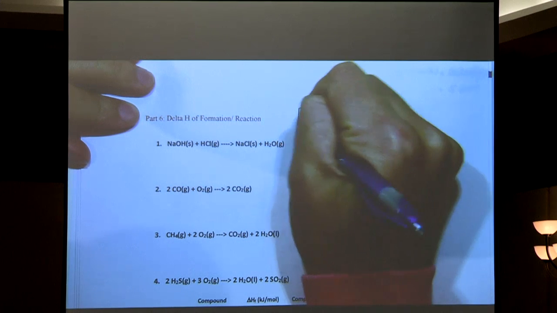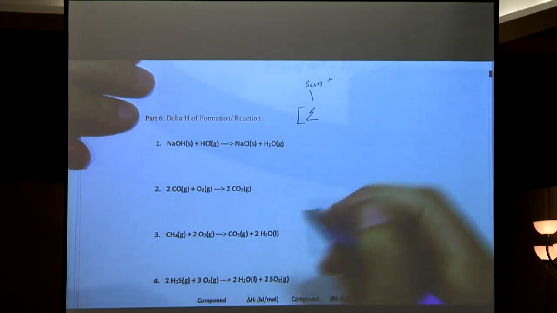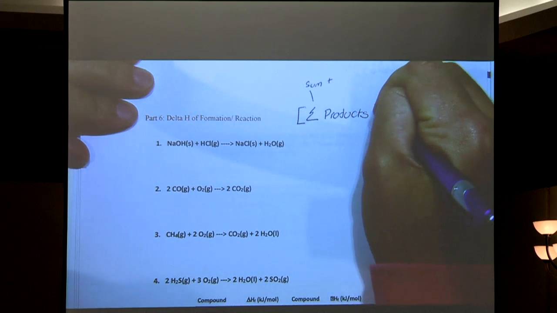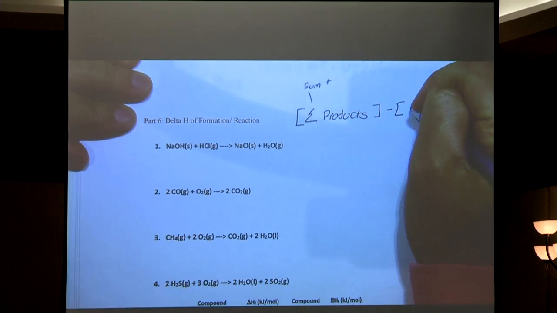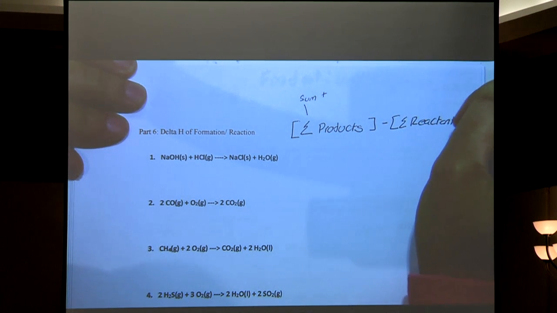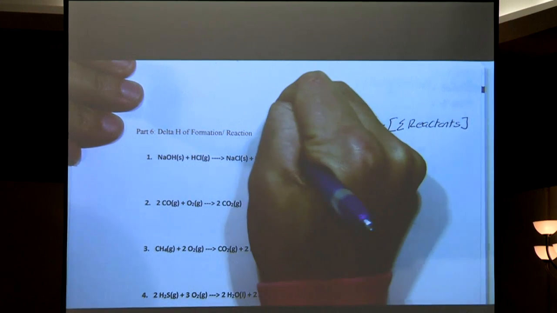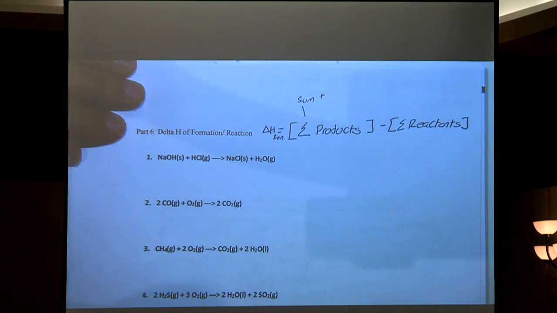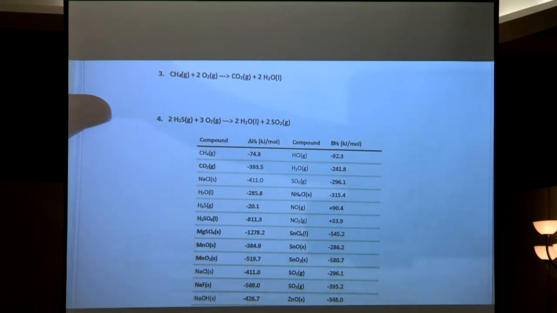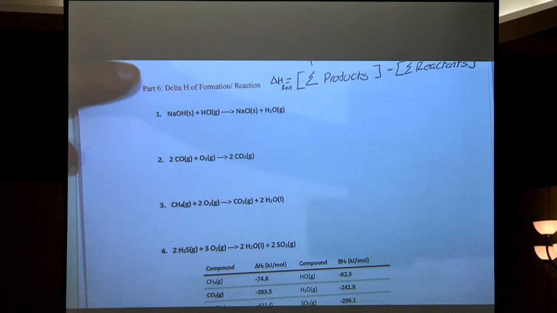So we're going to use the sigma, which means sum, which means we're just adding something. Sum of products minus the sum of reactants. Okay, and that's going to equal delta H of reaction. All right, so we have standard enthalpies of formation, which are listed in like a table like this. One of these isn't listed. I forgot. One of these should be listed.